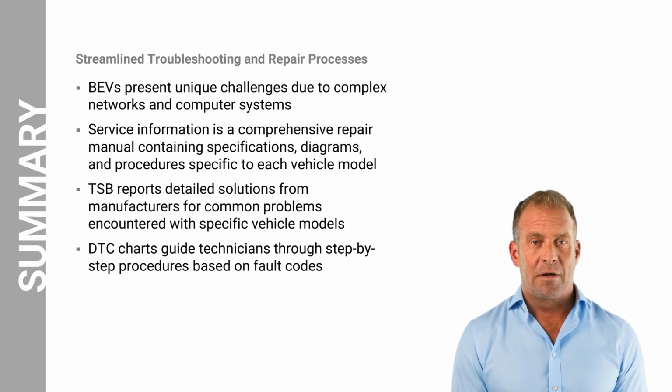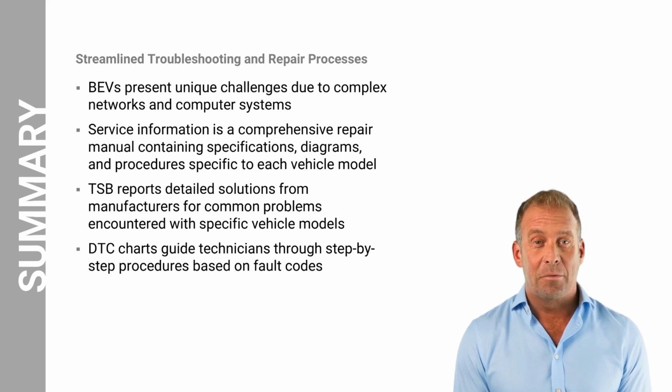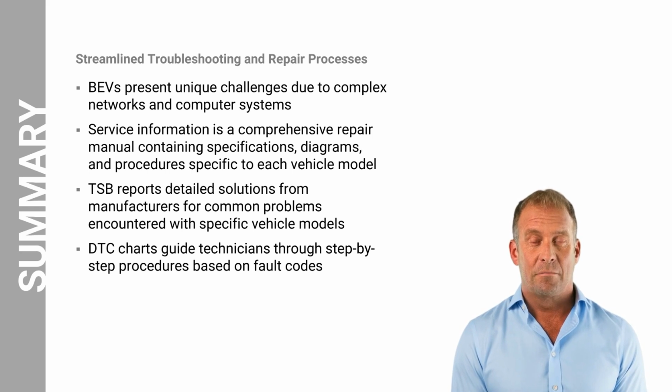Let us now recap what we have covered in this lesson on streamlined troubleshooting and repair processes. BEVs, while offering advantages, present unique challenges for technicians during troubleshooting and repair. Manufacturers have developed specialized processes to address these challenges. Service information manuals provide vital details about the vehicle's operation, including specifications, wiring diagrams, and troubleshooting procedures. TSBs are critical resources that address common issues for specific vehicle models. DTC charts guide technicians through troubleshooting steps based on fault codes. These resources, combined with proper training, ensure efficient and accurate repairs for BEVs.